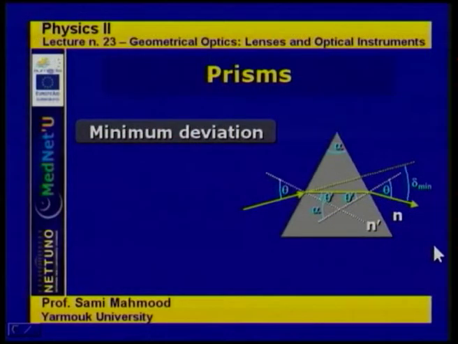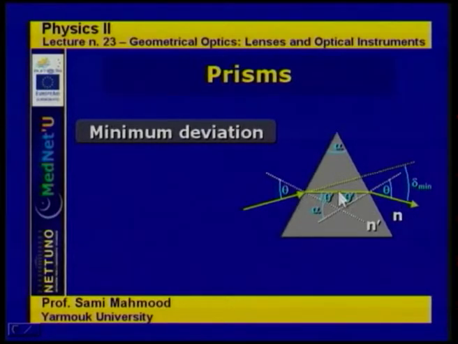So in this case, if we have this minimum deviation, which is simply set by rotating the prism slightly, we will find that the angle delta will start decreasing as we rotate the prism one way, and then will start increasing. So at the minimum value, delta minimum, we stop.